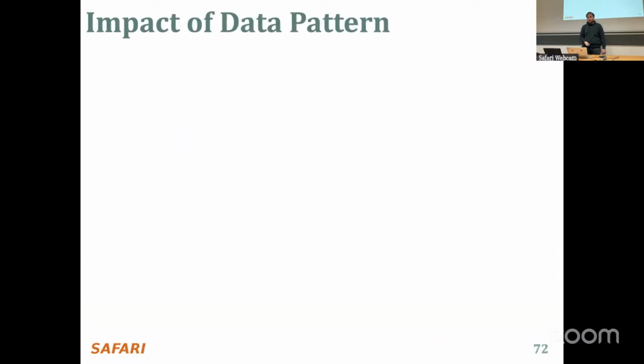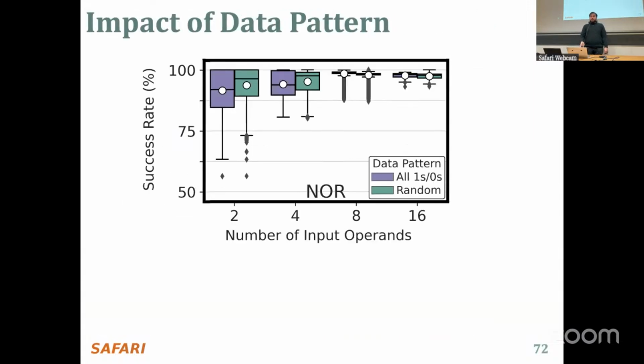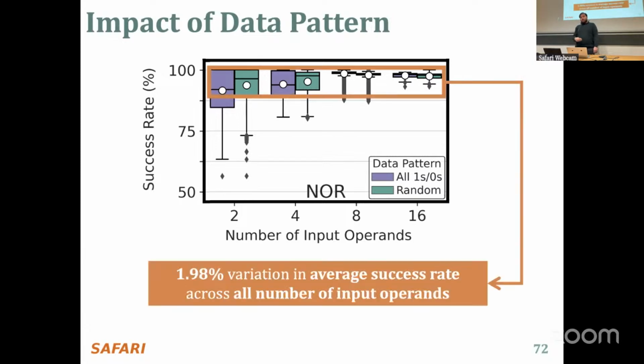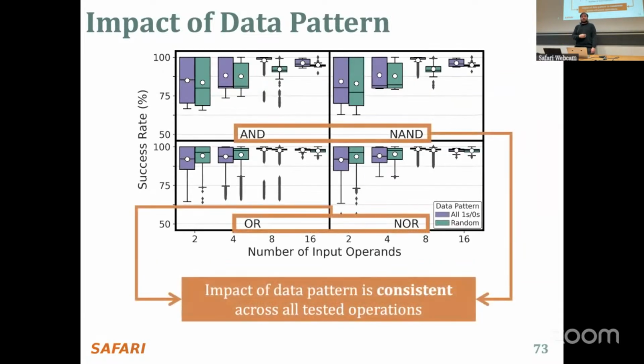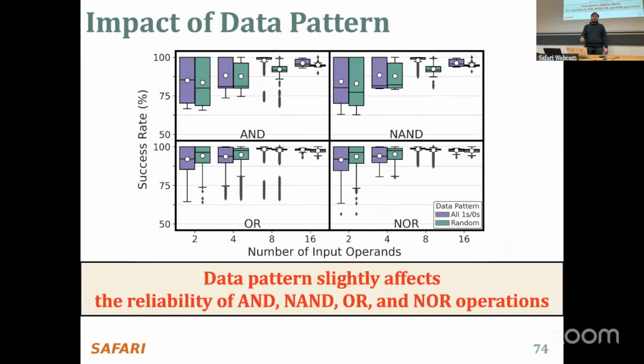So, okay, now I'll move on. Now, for the impact of data pattern, each colored box shows a different data pattern. The purple one is all ones and all zeros, where we initialize the row with all ones or all zeros. The other one is random, where we initialize the row with random values. We observe that there is less than 2% variation in average success rate across all tested numbers of input operands, and this trend is consistent across all tested operations. We conclude that data pattern slightly affects the reliability of AND, NAND, or NOR operations.